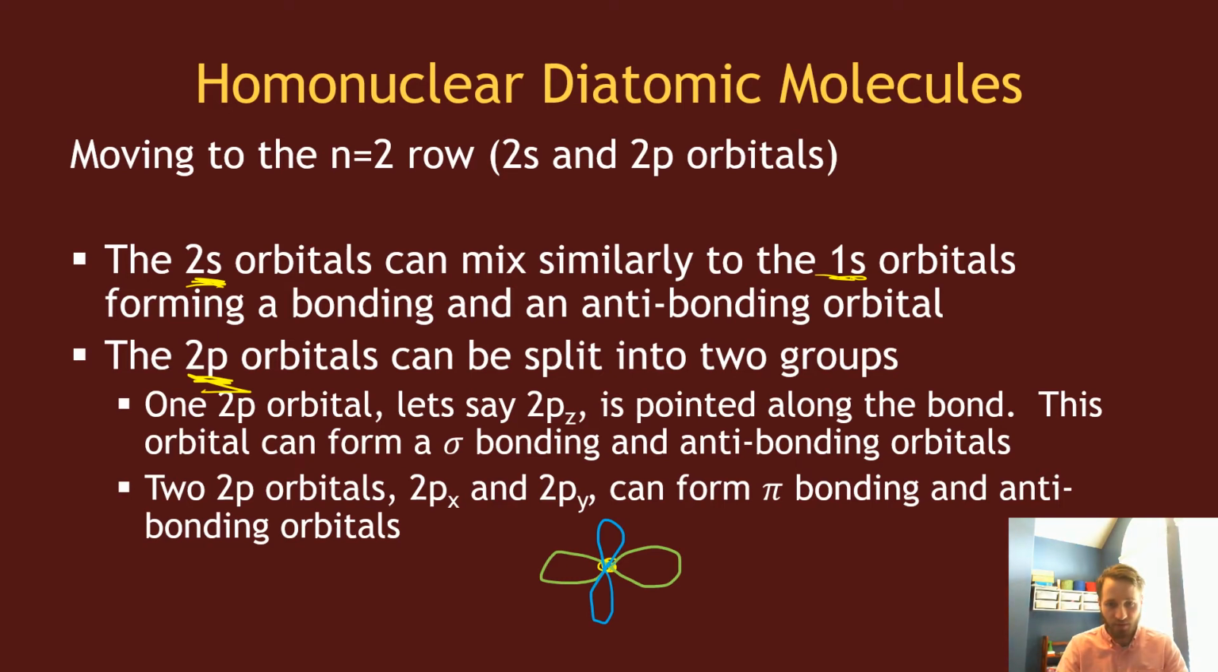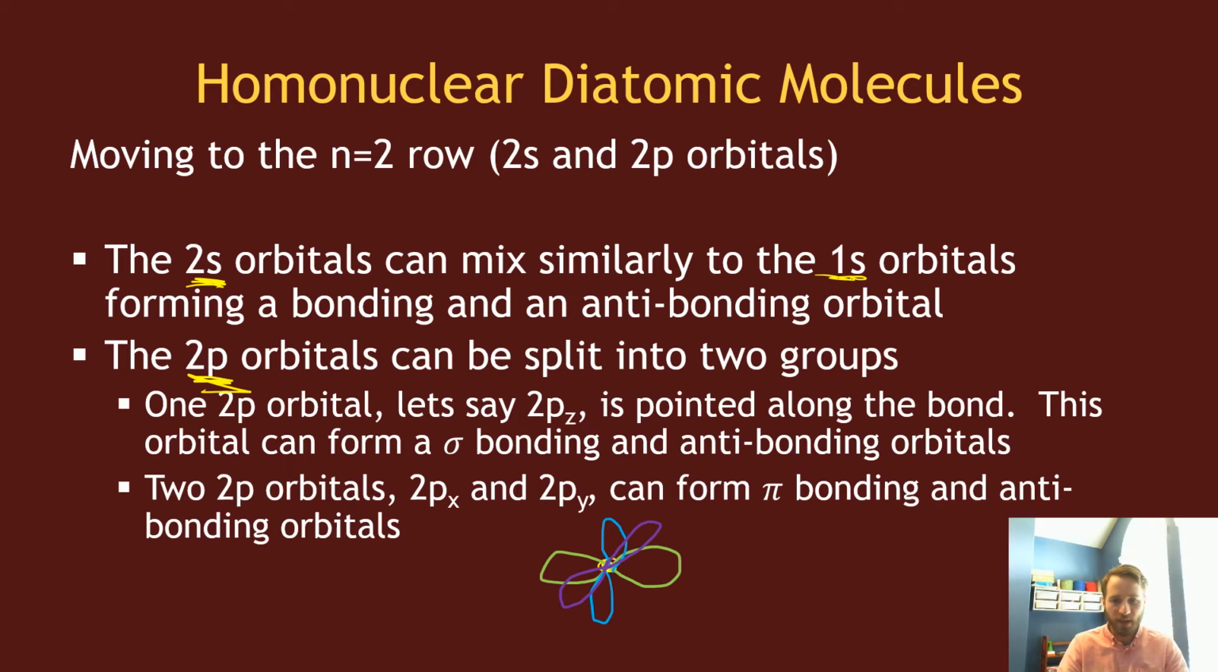Drawing this in 3 dimensions is a little tricky, but technically, there's this 3rd p orbital, which is very difficult to see. But let's use the purple here. There are 3 p orbitals in 3-dimensional space pointed in different directions.